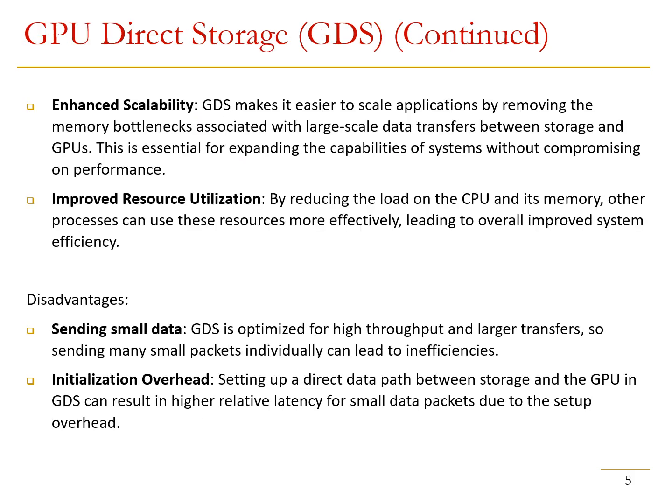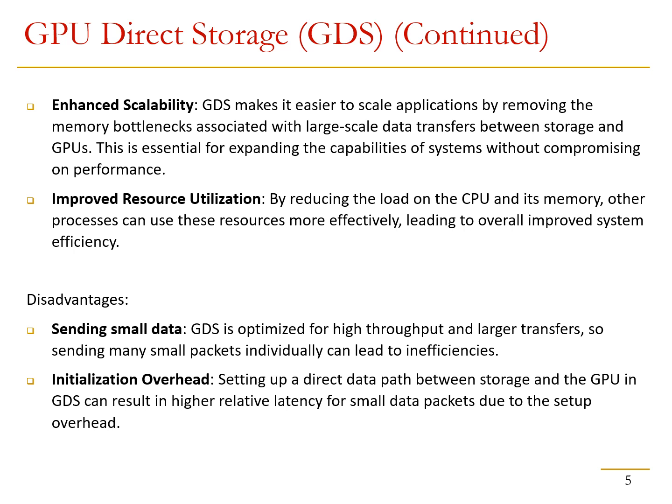Number three, enhanced scalability. GDS makes it easier to scale applications by removing the memory bottleneck associated with large-scale data transfer between storage and GPUs. This is essential for expanding the capability of a system without compromising on performance. Number four, improved resource utilization. By reducing the load on the CPU and its memory, other processors can use these resources more effectively, leading to overall improvement in system efficiency. These are some of the disadvantages of using GDS.